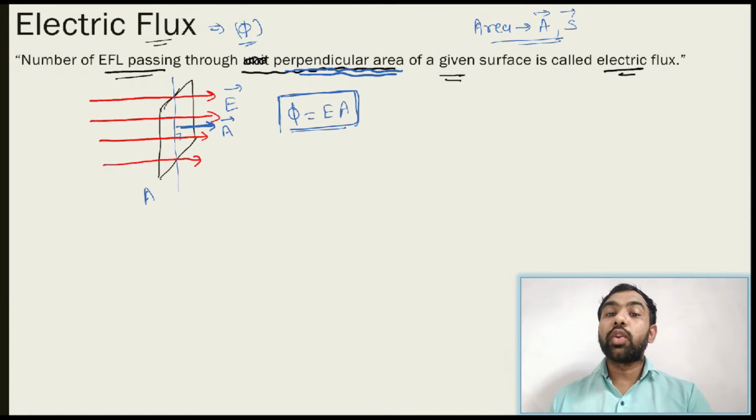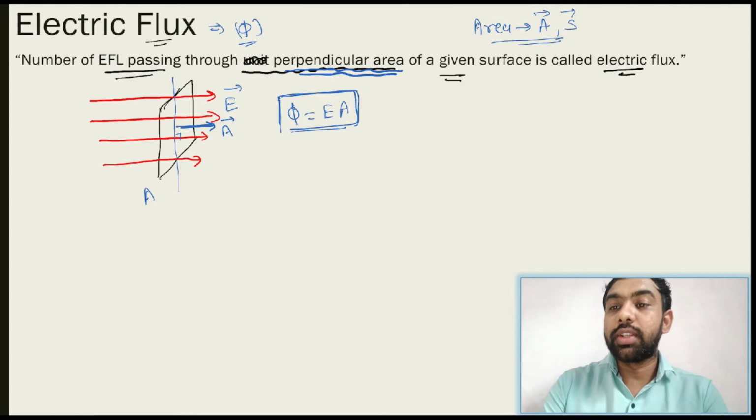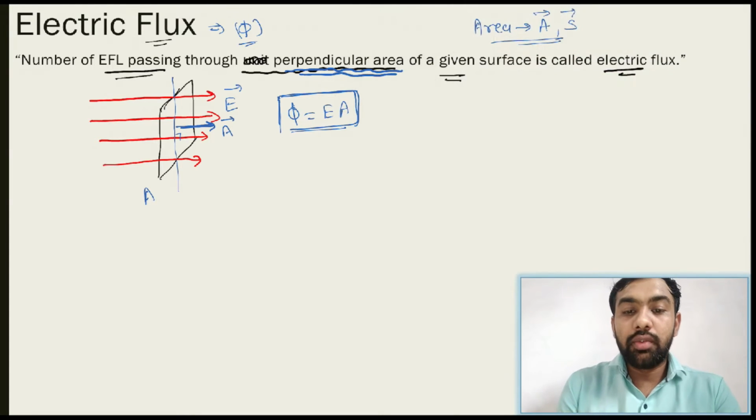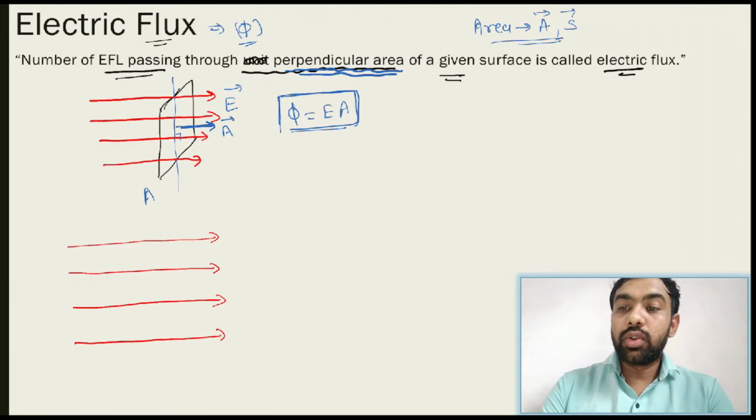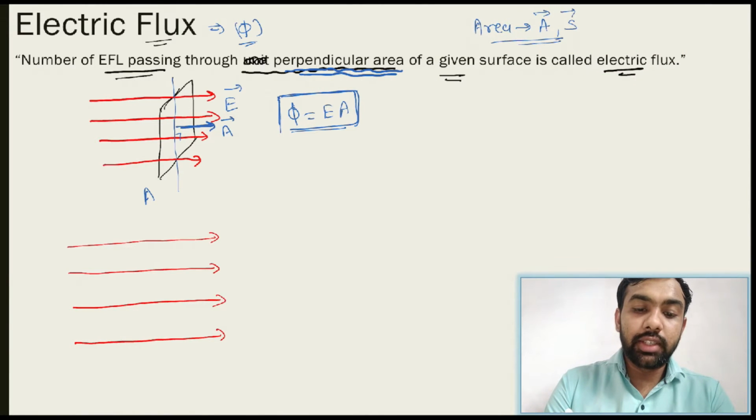If it is not perpendicular to the electric field, then what? Then we choose like this. If you consider the same situation, suppose this is the electric field, and our area is like this, it is not perpendicular.